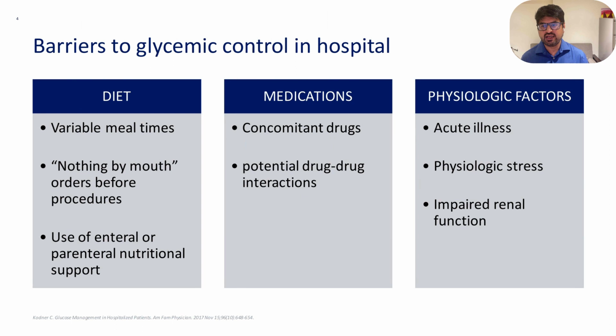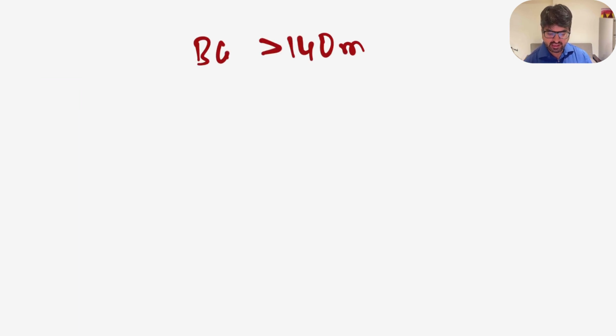So you will have acute illness. There will be physiological stress. Some of these patients would have renal dysfunction. So all these things contribute to the glycemic issues which we deal with in patients who are hospitalized. Now, let's first understand the definition of hospital hyperglycemia. So any random blood glucose reading more than 140 milligram per deciliter is considered to be hospital hyperglycemia.